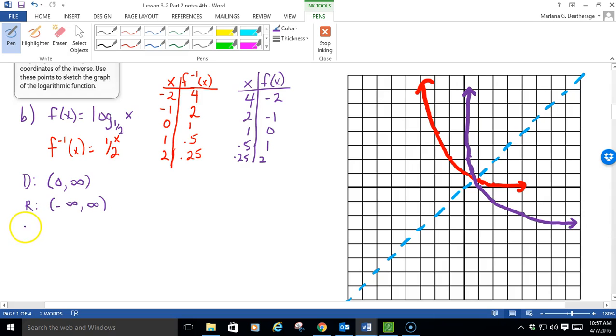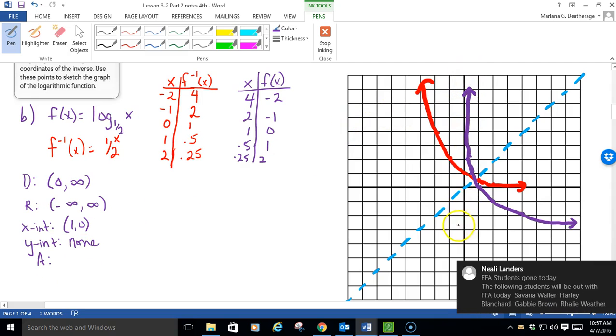All right, intercept, x-intercept. Is there an x-intercept? Yes, what is it? 1, 0. Same thing as the other one. All right, what about a y-intercept? Does it cross the y-axis? No. It runs right up next to it, but it doesn't cross it or touch it. Asymptote. Is it still x equals 0, the y-axis?